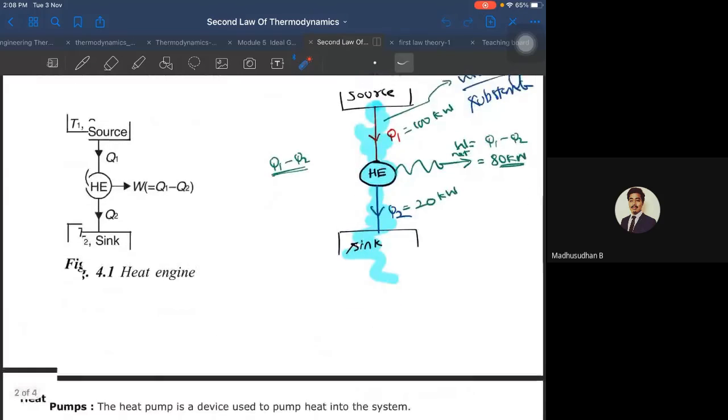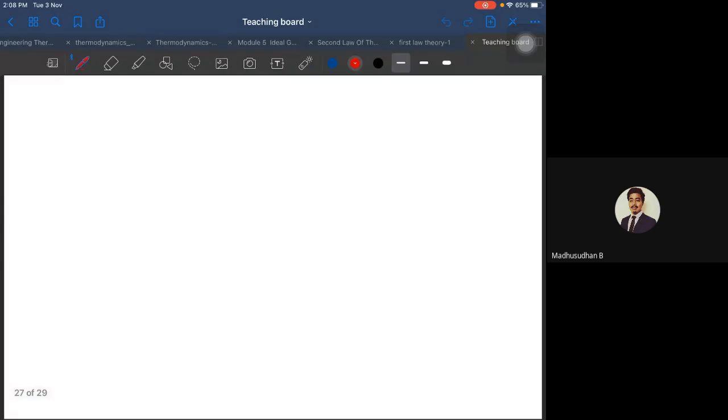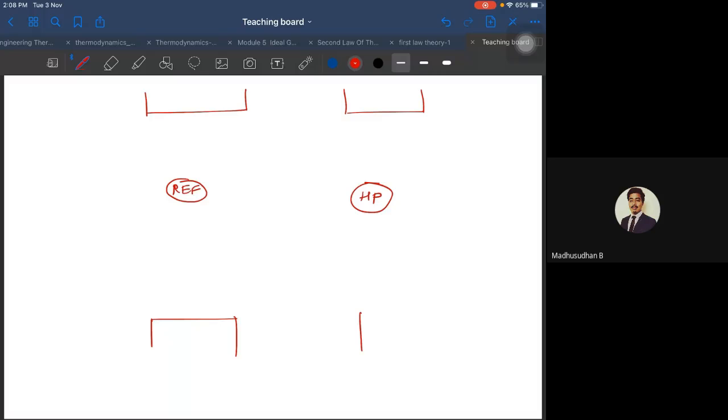Suppose I try to explain it with a suitable example on the teaching board. Now, see, there are two systems here, two equipments rather. The first one is a refrigerator and the second one I will treat as a heat pump. There are two thermal reservoirs between which the heat has to be transferred. In the refrigerator, what I normally do is extract the heat from the cold region, a storage region where the heat has to be extracted. So using a refrigerator, you extract Q2 amount of heat from the cold region.